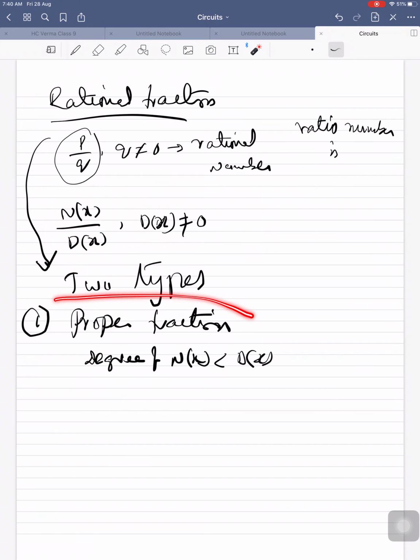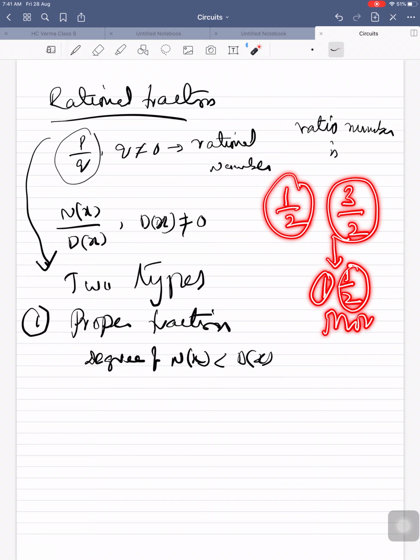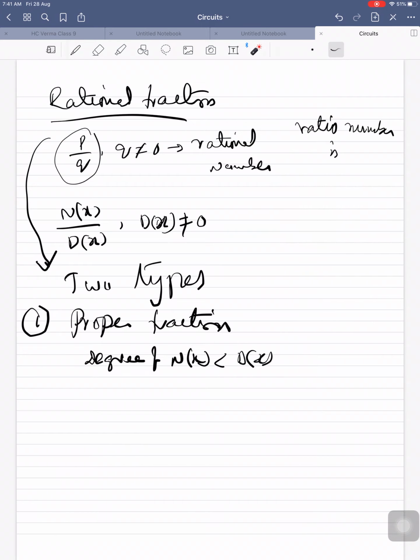There are two types of rational fractions, like there are two types of ratio numbers. One is 1 by 2, the second one is 3 by 2. Why? Because this and this are different. This number can be written as a whole number plus a ratio number. This is called a mixed fraction, a mixed rational number. Like that there are two types of fractions. One is proper fraction, the other is improper fraction.